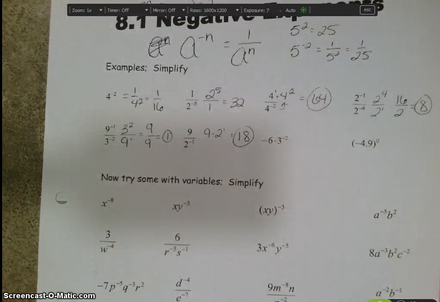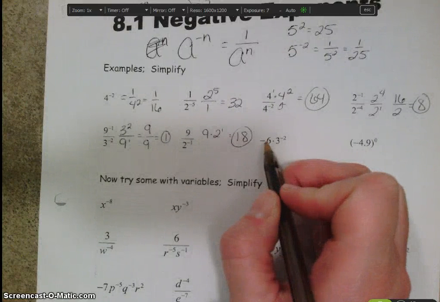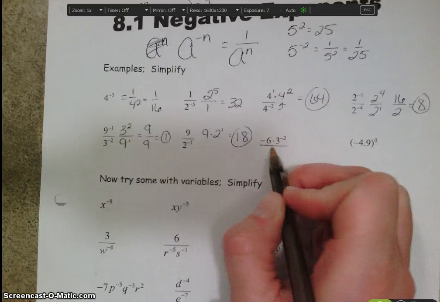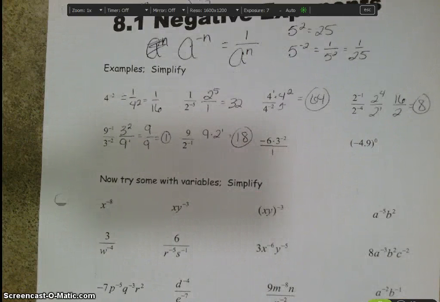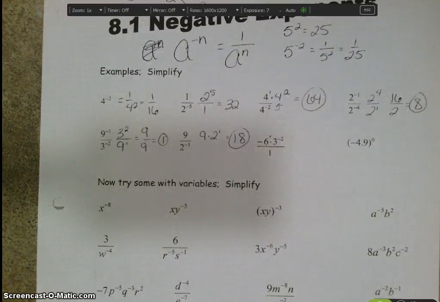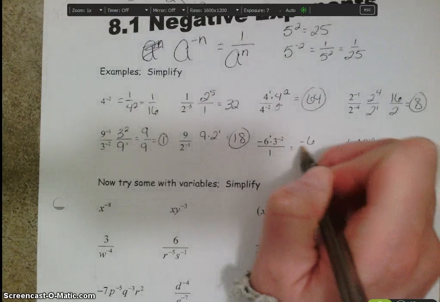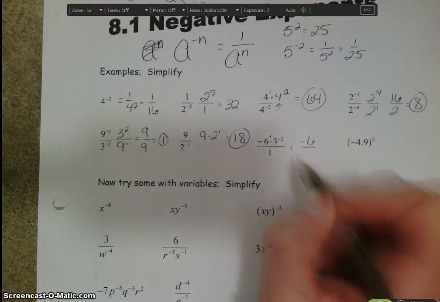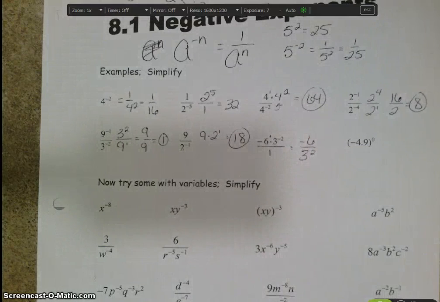Okay, next one. I'm going to make it look like a fraction. By the way, this is a helpful hint that helps you look at it better. If it's not a fraction already, make it one. Put it over 1. The negative 6 does not have a negative exponent. It's a negative 6, but it's to the positive 1 power, so I'm going to keep it there. The 3 has a negative exponent. That one needs to move. So we're going to have negative 6 in the numerator. We're going to have 3 to the positive 2 in the denominator, and simplify.